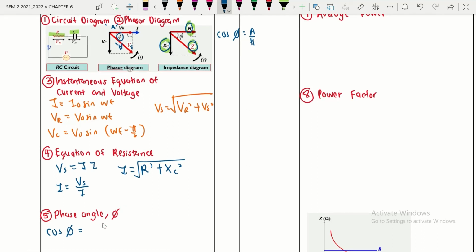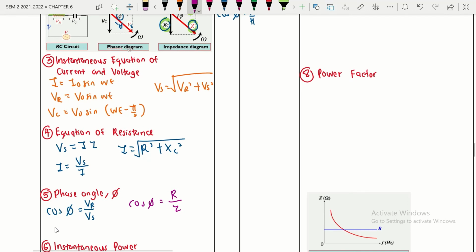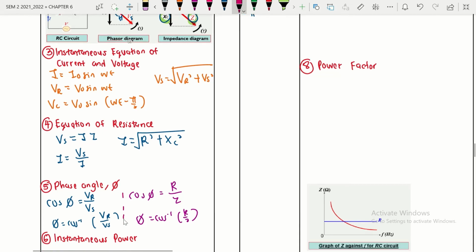So, dia akan jadi voltage across resistance bahagi dengan supplied voltage. Ataupun bila kita tengok yang impedance punya diagram, dia akan jadi resistor bahagi dengan Z lah. Okay, adjacent over hypotenuse. So, kalau you nak cari dia punya phase angle, so you akan shift cos. So, shift cos VR over VS or shift cos R over Z.